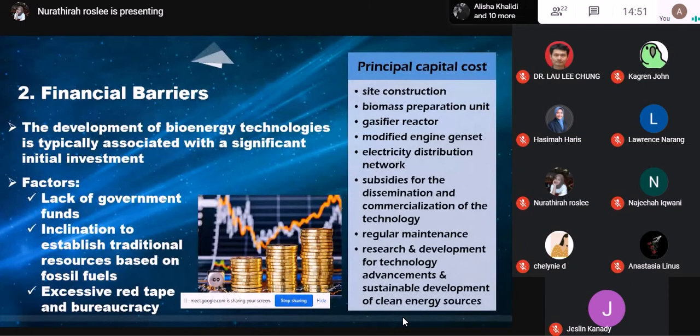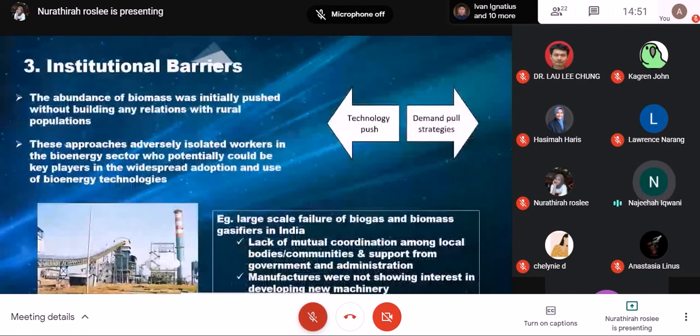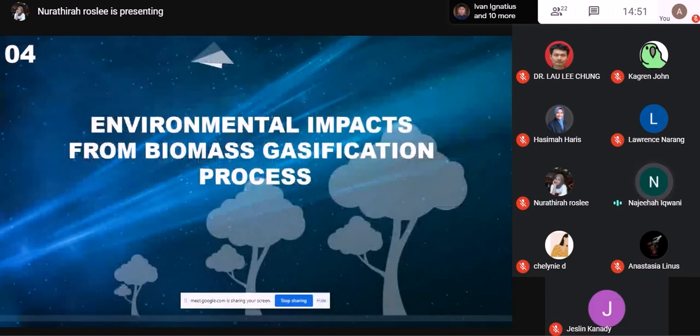Okay, so now we will hear from Nur Atira about the last topic of this seminar, which is about the environmental impact from biomass gasification process. So thank you, moderator. For my section, it is the environmental impact from biomass gasification process.